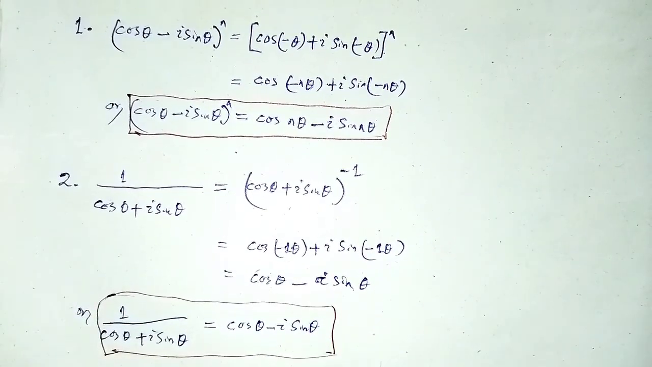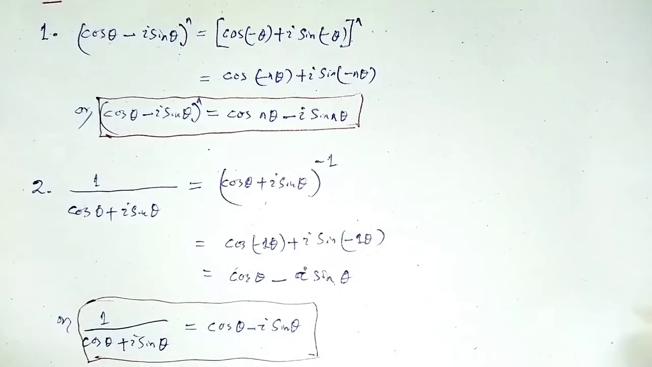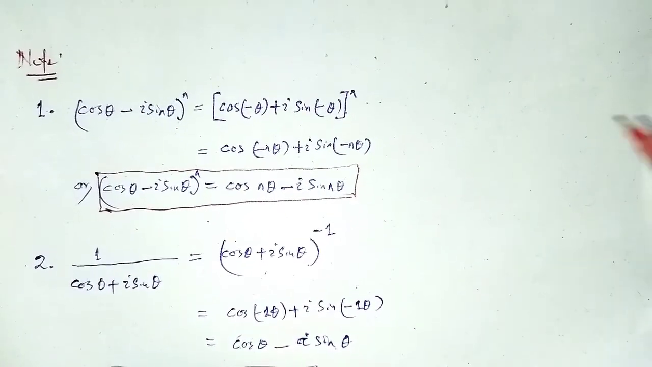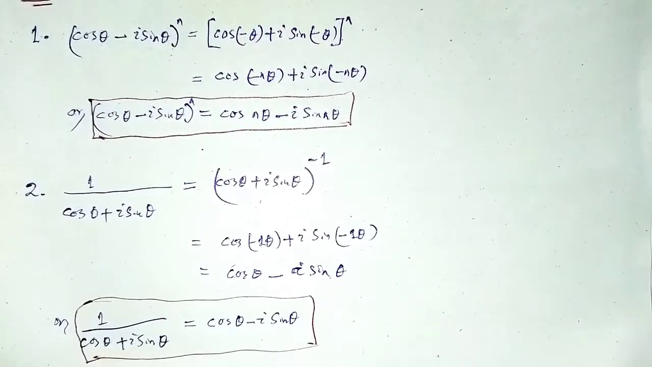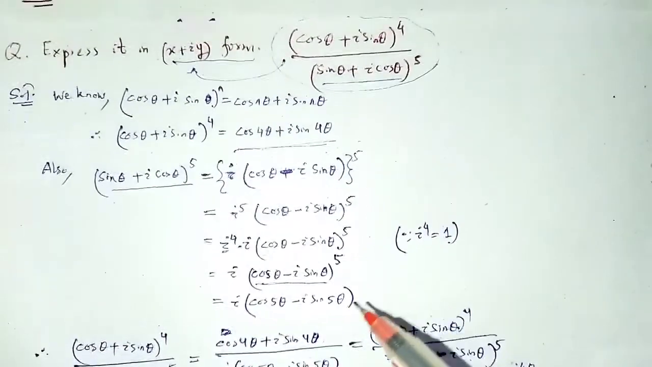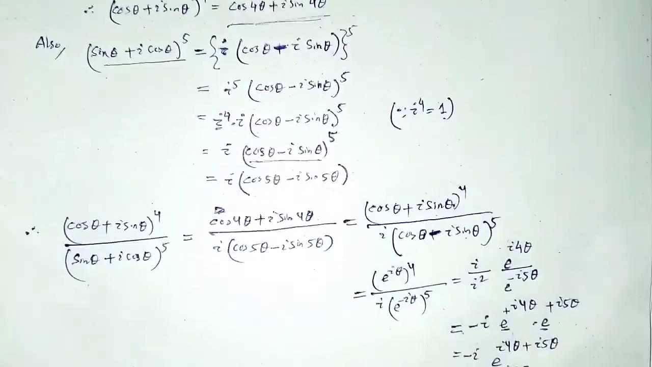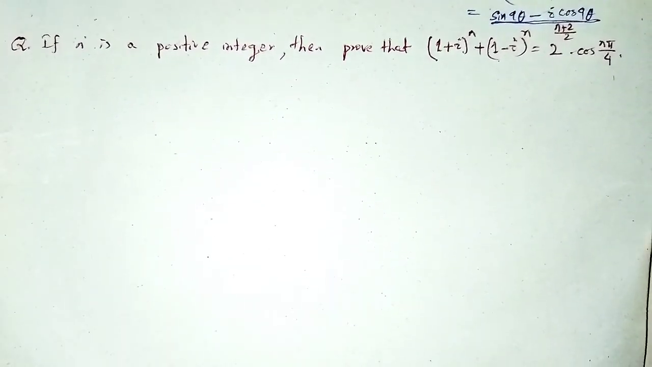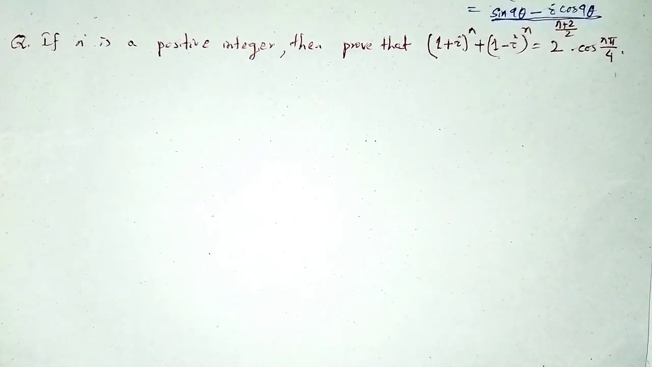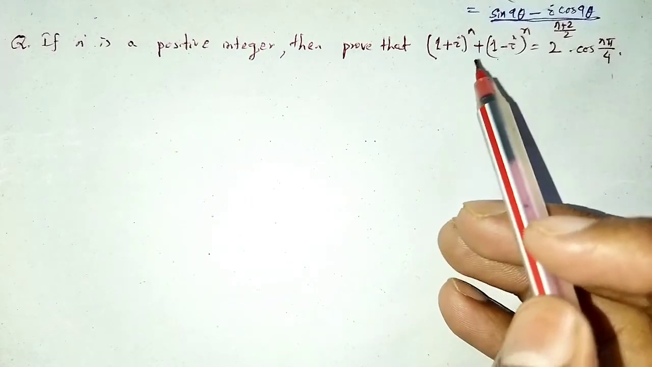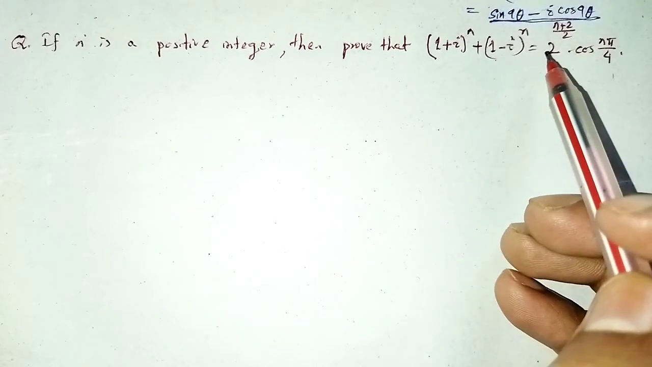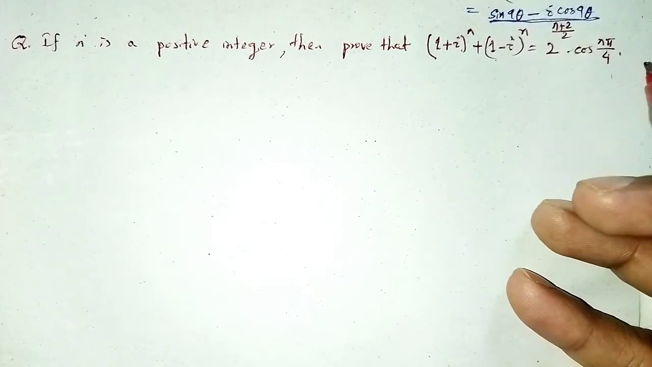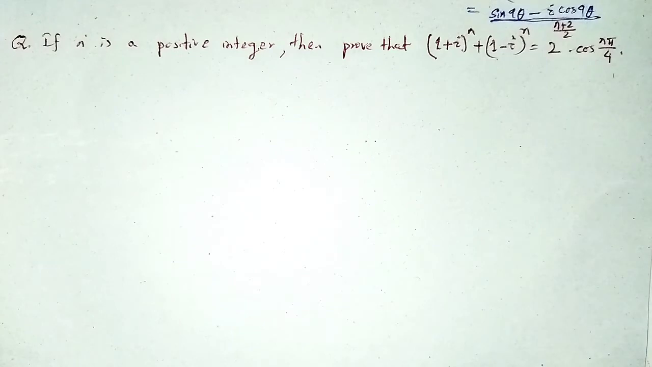These two are the important notes you have to remember when applying de Moivre's theorem. That important theorem is also useful when we solve the question here. Now another question we have to solve by using de Moivre's theorem. If n is a positive integer, then we have to prove that (1 plus i) to the power n plus (1 minus i) to the power n is equal to 2 to the power (n plus 2) divided by 2 into cos n pi by 4.